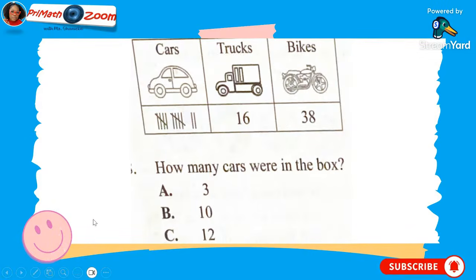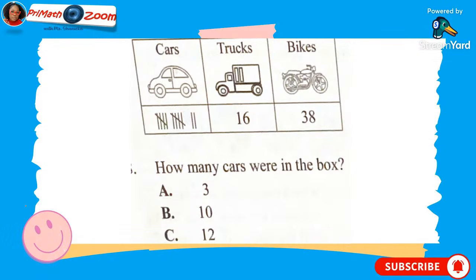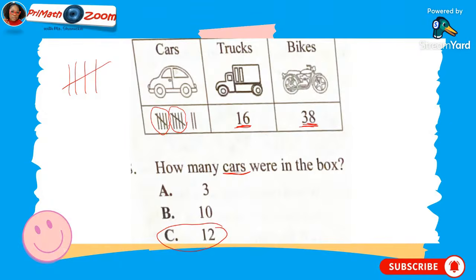Because remember, we have looked at tally marks. We already have the numbers here for trucks, 16, for bikes, but the question asked about cars. So we can count by saying what? 5, 10, because each of these, like this, is 5, 11, 12. So if your answer is 12, you are correct. Good job.